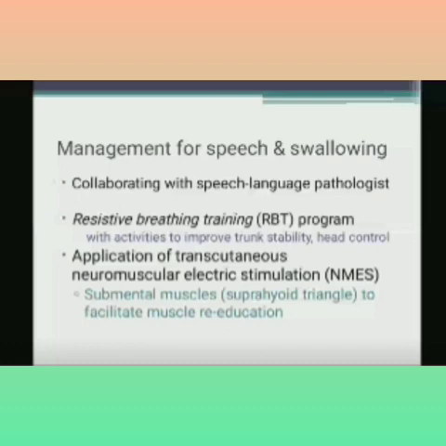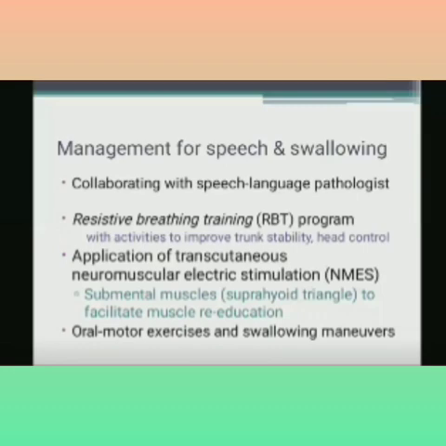Then you can give some oromotor exercises, like tongue movement or producing some sounds. That helps to train the swallowing. If you make the patient understand the phases of swallowing, you can train them in all these things so that they have better speech or swallowing without choking.